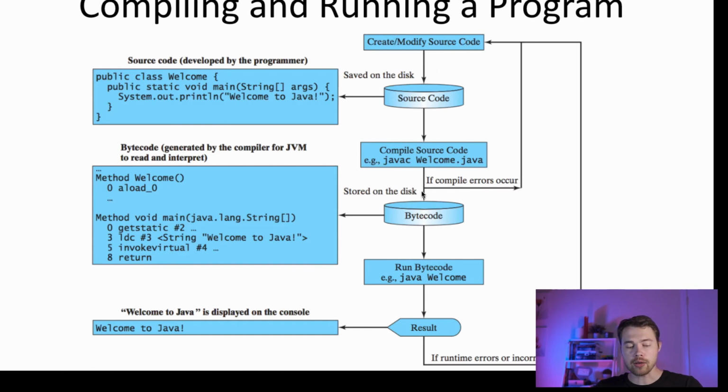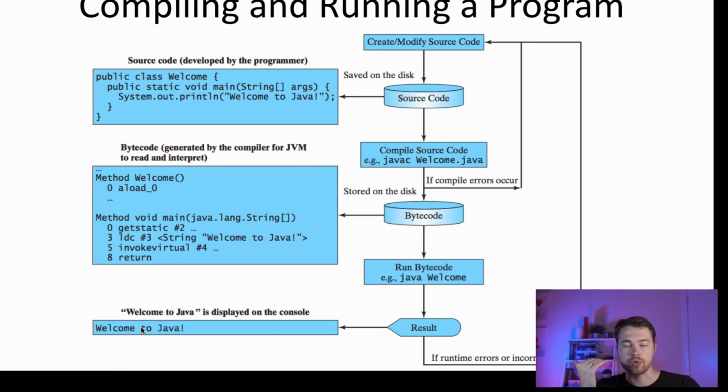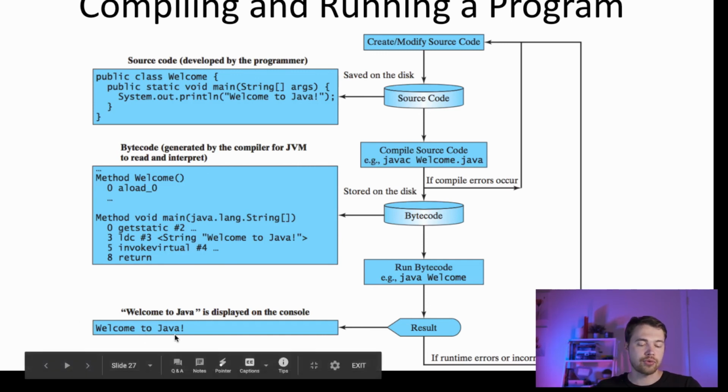If everything goes well, then that code is going to be translated into bytecode, which is this, and then we need to run it. We need to say basically java Welcome, because Welcome.java is going to be translated into the bytecode, which is just called Welcome, basically the same file name but without the extension. Then that bytecode is going to be executed, and the result of execution is Welcome to Java printed out in the console.